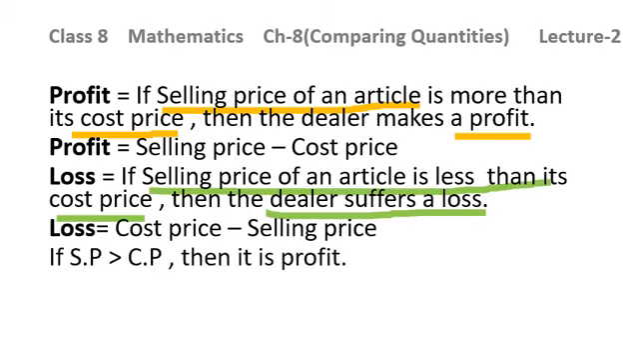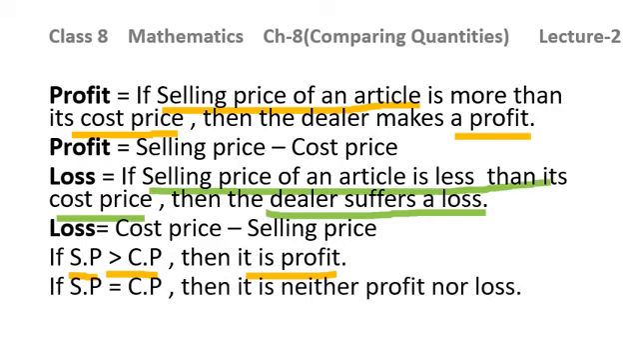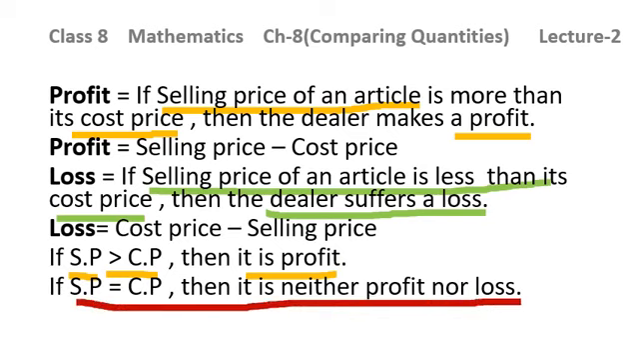Now in short, I have written here: if SP is greater than CP, that is, selling price is greater than cost price, then it is profit. If SP is equal to CP, then it is neither profit nor loss. That is, if you purchase an article for rupees 100 and sell the same article for rupees 100, then it is neither profit nor loss.